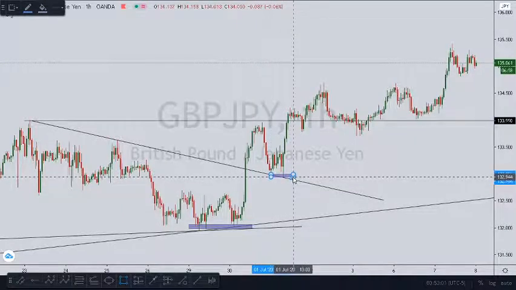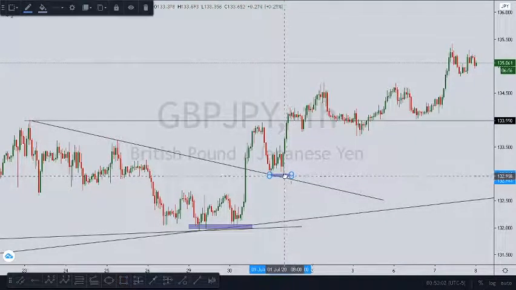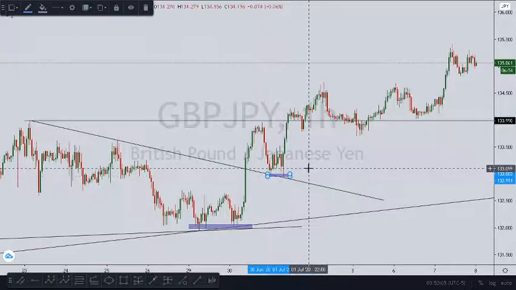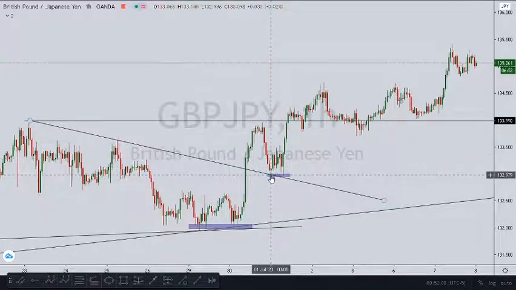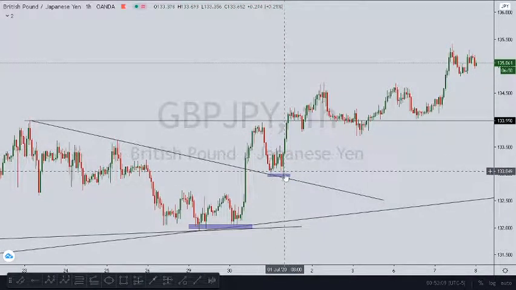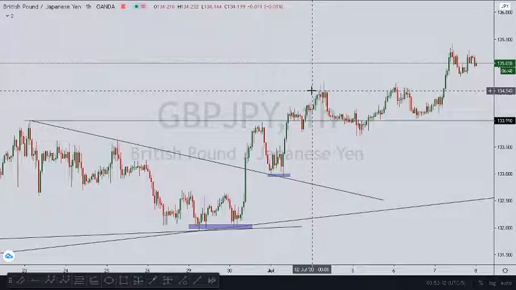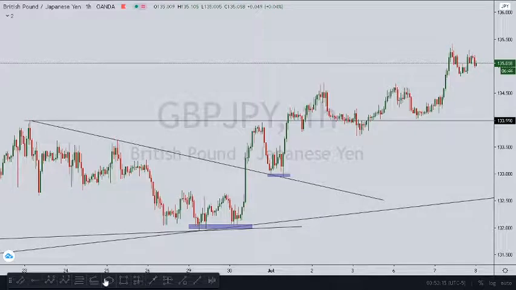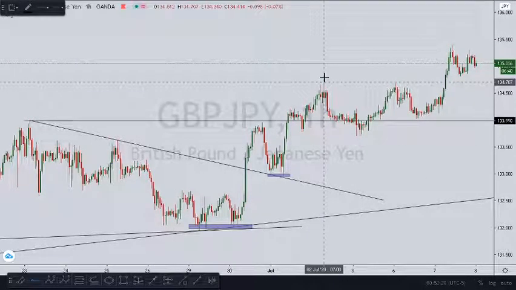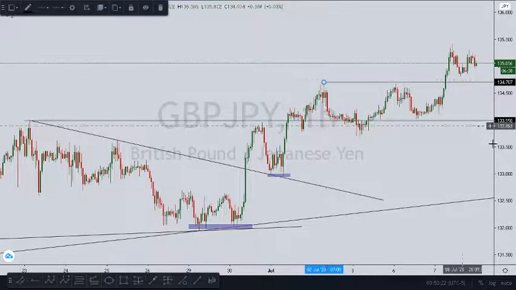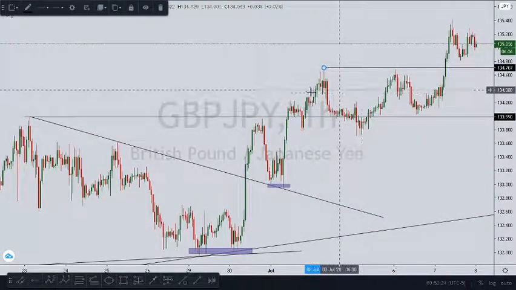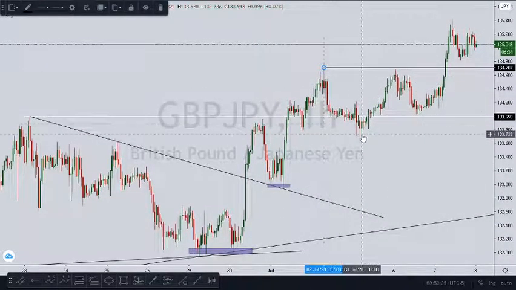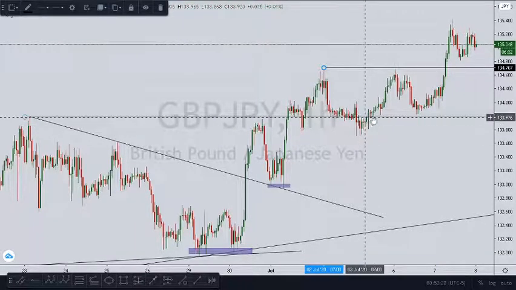Had that support level there. Price retested the level. So we had one touch on support, retested the level, went up. What did it do? It formed a new high. What happened when you find a new high? Mark that level. We see that when the price found a new high, it broke through this support.